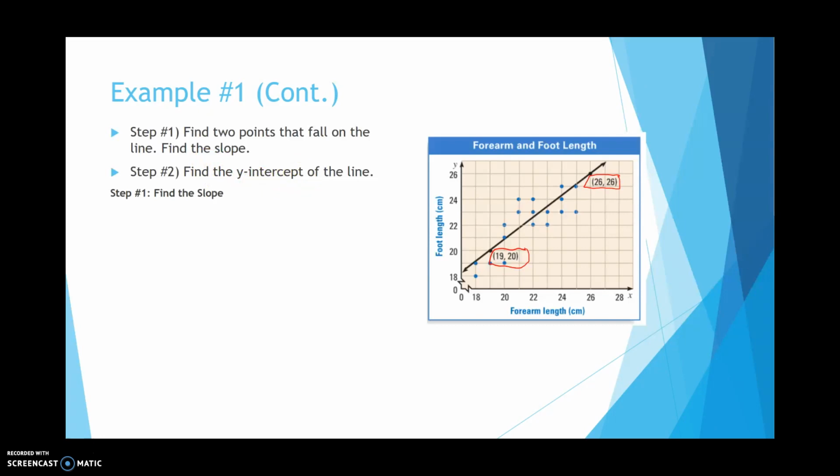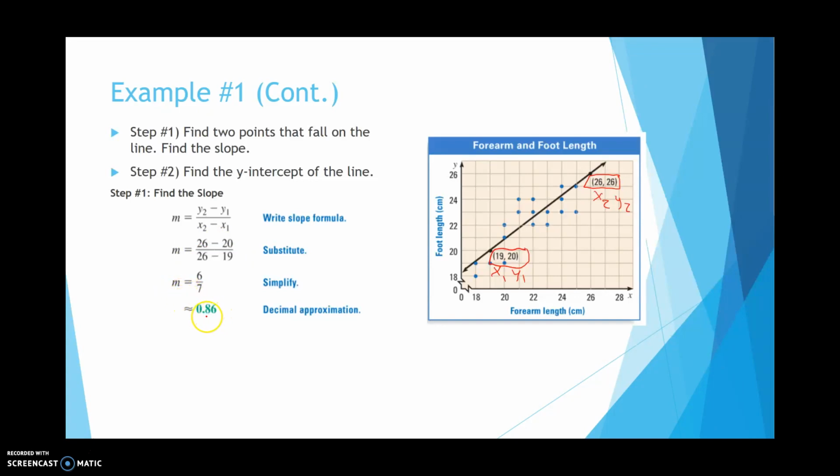To find my slope, remember that's y2 minus y1 over x2 minus x1. I have here 19, 20 would be x1, y1, and 26, 26 would be x2, y2. I'll set that up: y2, 26, minus y1, 20, over x2, 26, minus x1, 19. When I simplify and solve this, my slope, m, is 6 over 7.